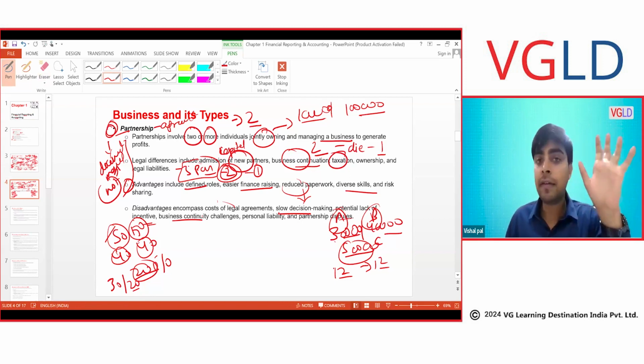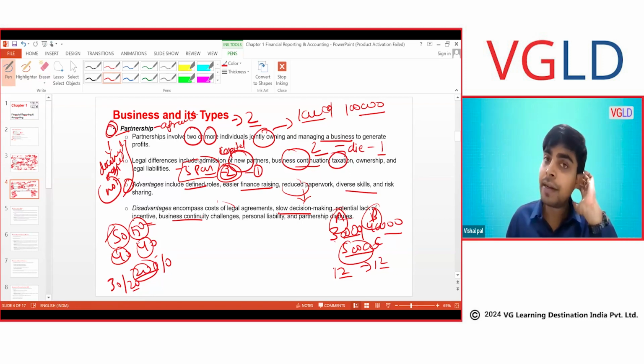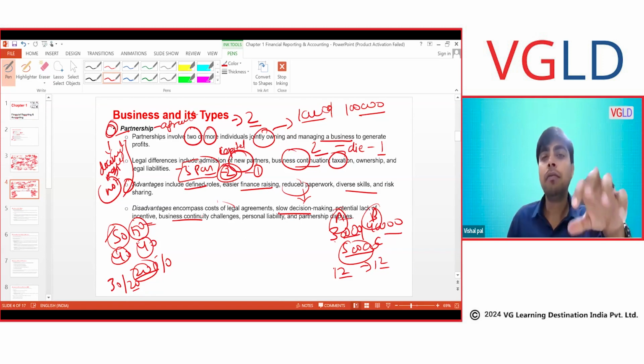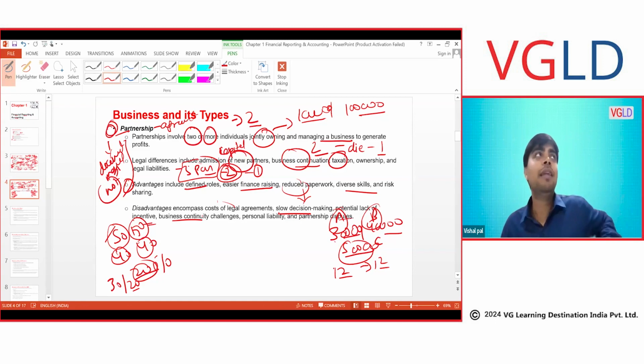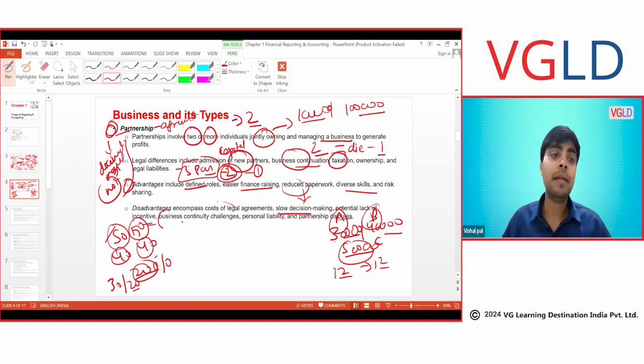Like I remember when I was doing my training period, I took training from one of the partners who was at a top firm in Delhi, but he left that firm, so I also left that firm, as I always liked working with that person. So business continuation is a problem in a partnership. Sometimes your partner can become your competitor if they leave the business.